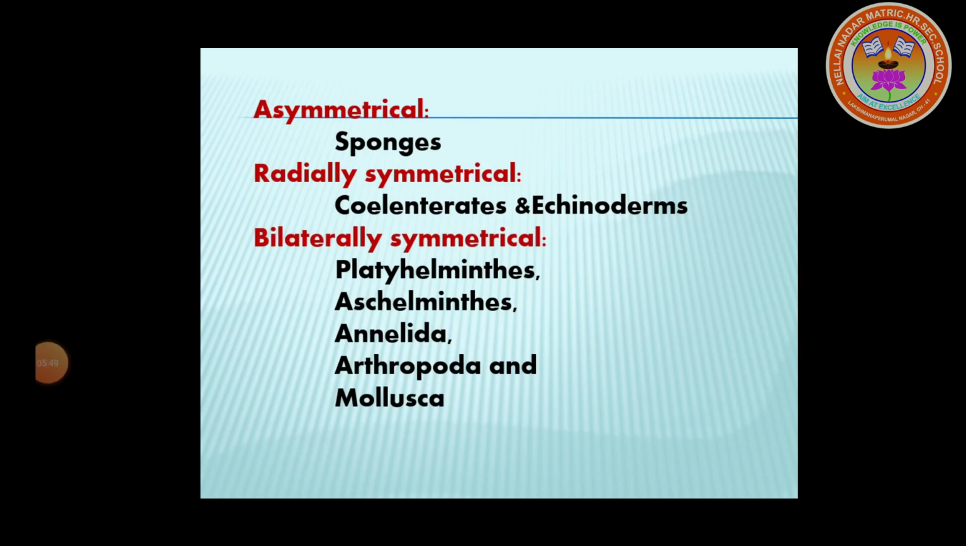Sponges are asymmetrical. Coelenterates and echinoderms are radially symmetrical. Platyhelminthes, Aschelminthes, Annelida, Arthropoda, and Mollusca come under bilaterally symmetrical.